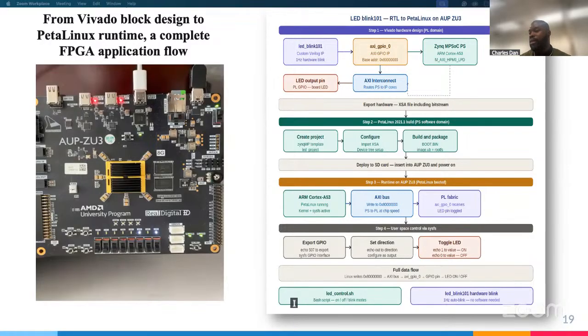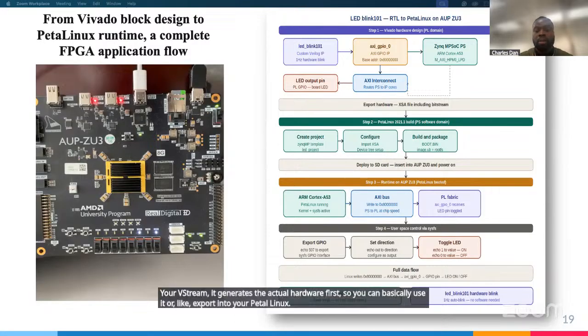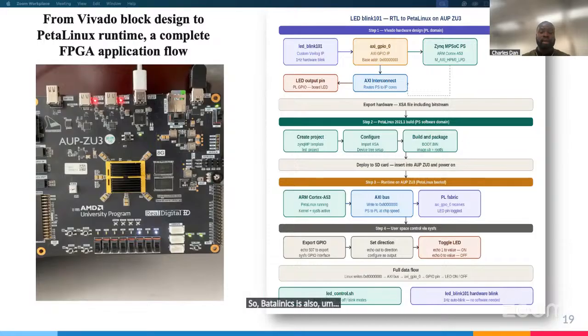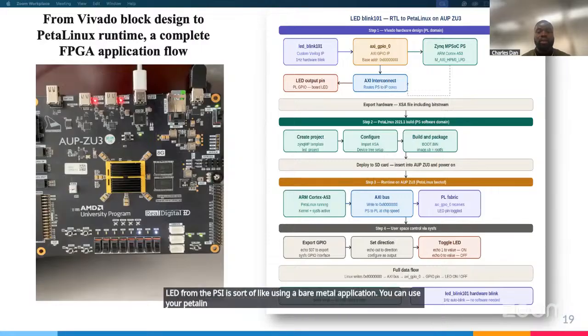From that, I exported the XSA file, which includes a bitstream. The XSA file is, after you have built your bitstream, it generates the actual hardware file. So you can basically export it into your Petalinux. Petalinux is also a platform. So if you want to blink your LED from the PS side, instead of using a bare metal application, you can use Petalinux to be able to control your LEDs.